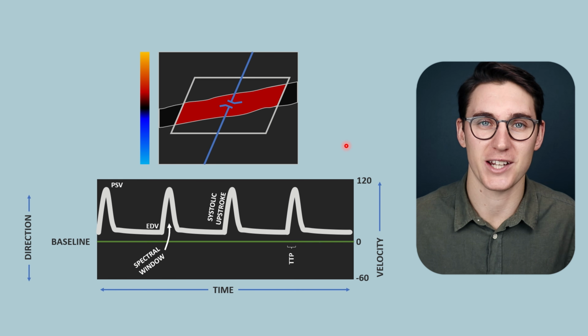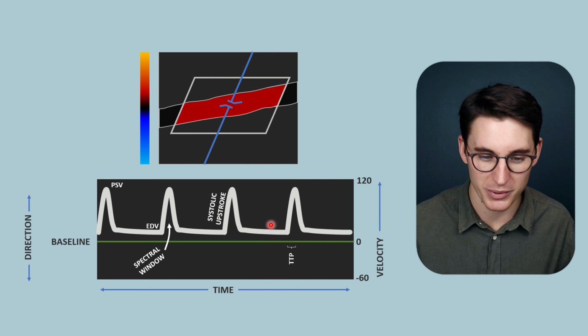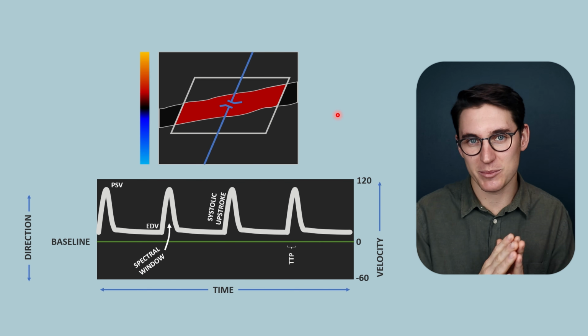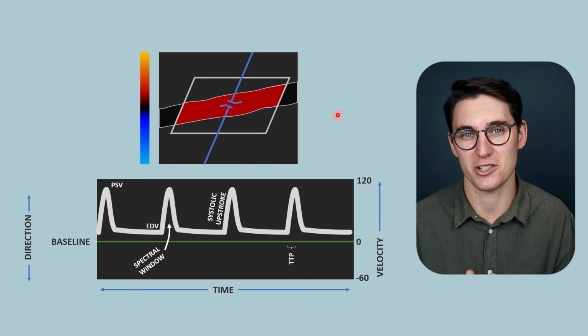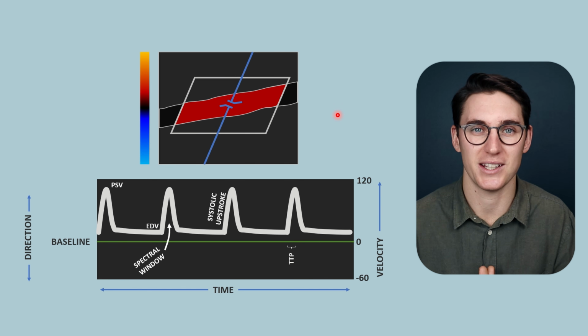Now the last component that I want to mention is what is known as time to peak, the period of time it takes from the beginning of systole to get to our peak systolic velocity. Now that time to peak is related to the acceleration of blood. And the faster the acceleration of blood, the shorter that time to peak is.